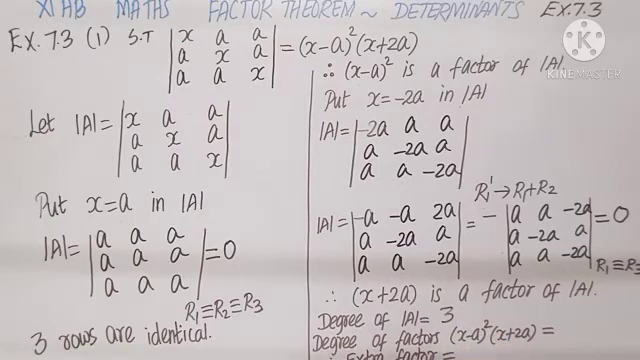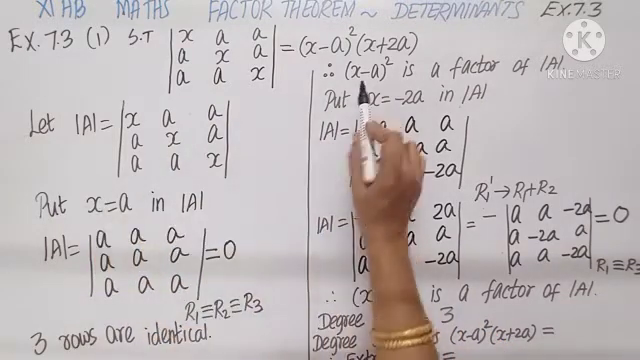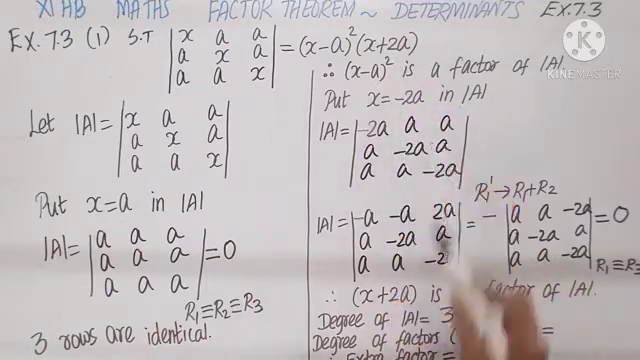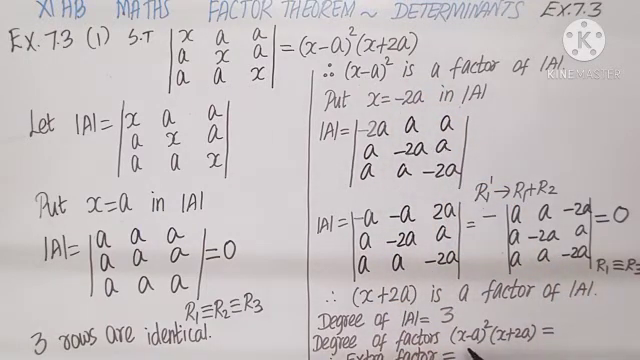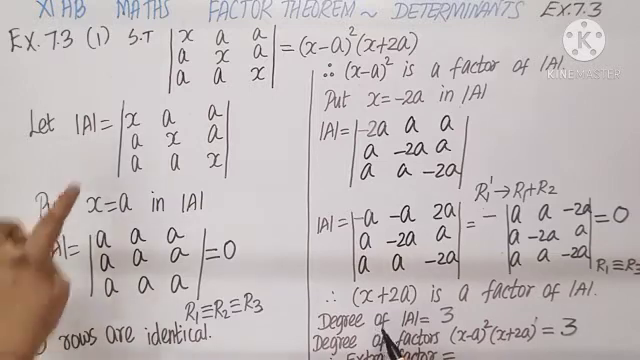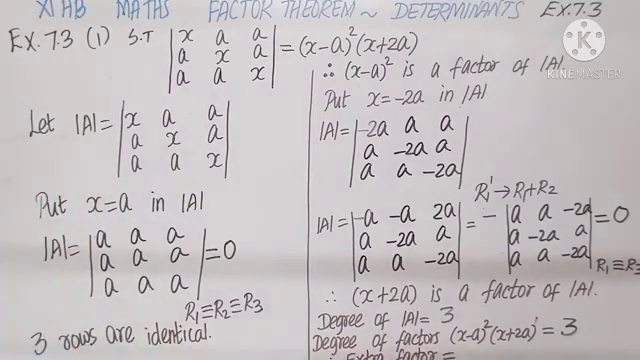How many factors have I proved? x minus a the whole square and x plus 2a. So for this, what is the degree? x square, so degree is 2. x power 1. So degree together we add. So the degree is 3. Whenever both the degrees are same, degree of the given determinant and degree of the factors are same, then the extra factor will be only a constant.